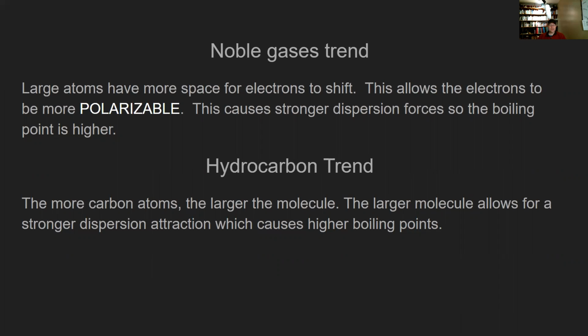In the hydrocarbon trend, the more carbon atoms, the larger the molecule. The larger the molecule allows for a stronger dispersion attraction, which would cause the higher boiling points. So generally, the same explanation is being used for the hydrocarbon trend, except that we're now talking about short molecules versus long molecules. The shorter molecules are less likely to be polarized, while the longer molecules are going to be easier to polarize.